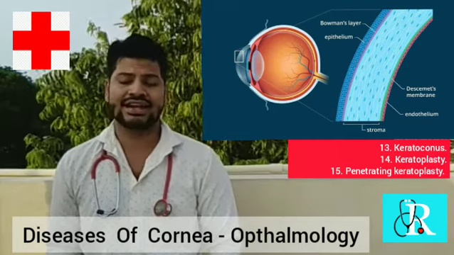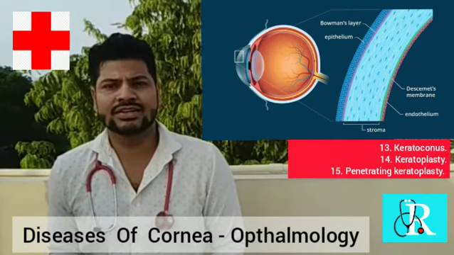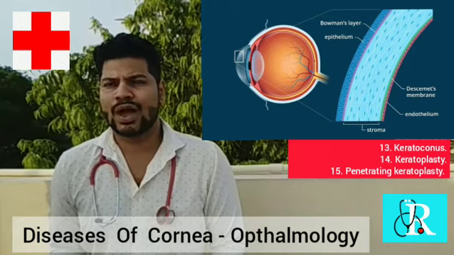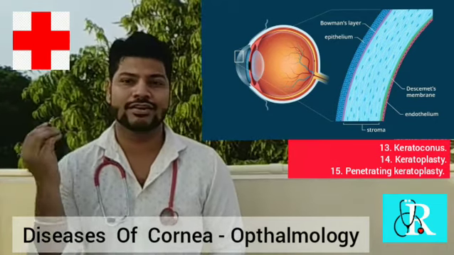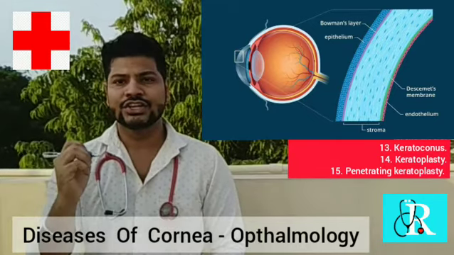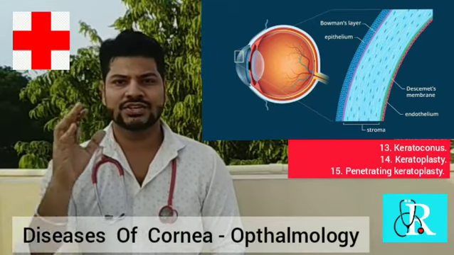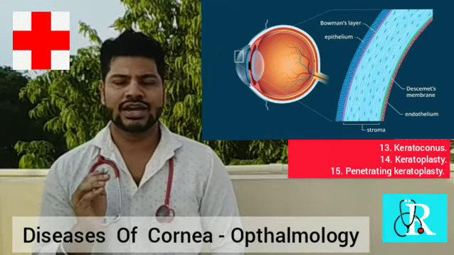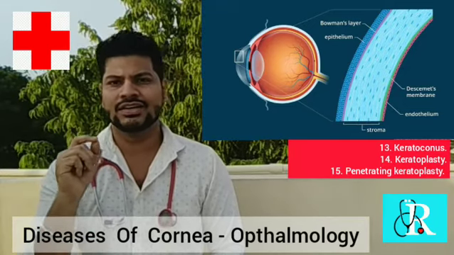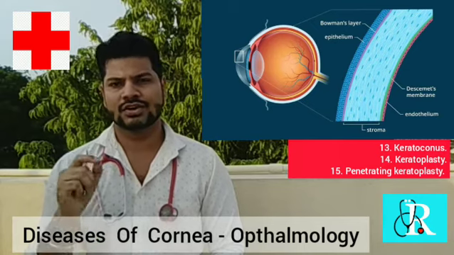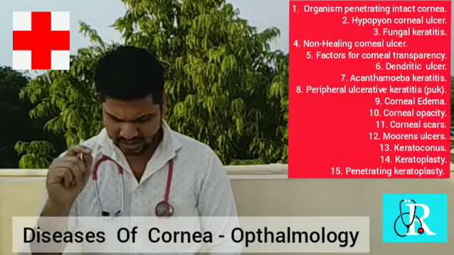So next comes the dendritic ulcer. Dendritic ulcer is a common viral infection of the cornea. Whenever the herpes simplex virus gets inoculated within your eyes, whenever you get shingles, that is herpes infection, you get an ulcer over your cornea. The virus starts depleting your corneal epithelial cells, and because of this the cornea gets ulcerated. This is called a dendritic ulcer.